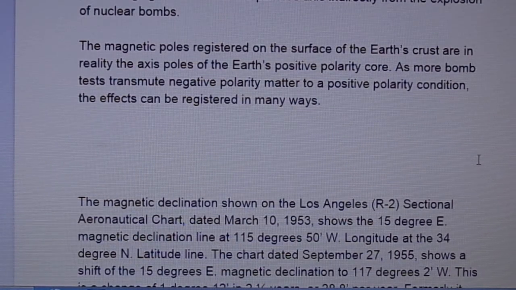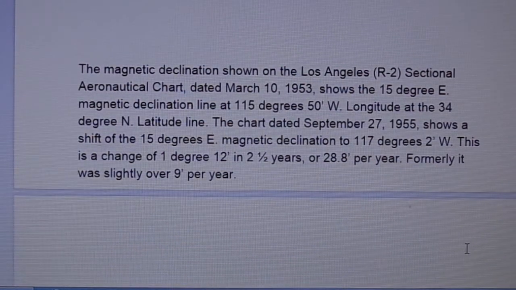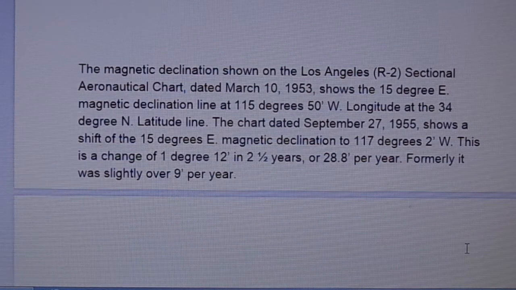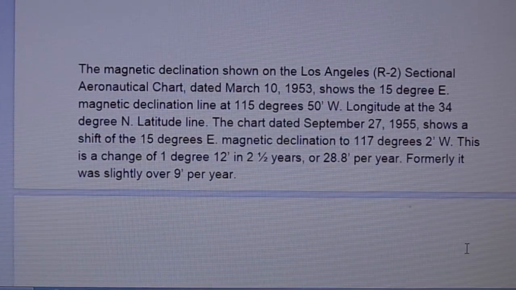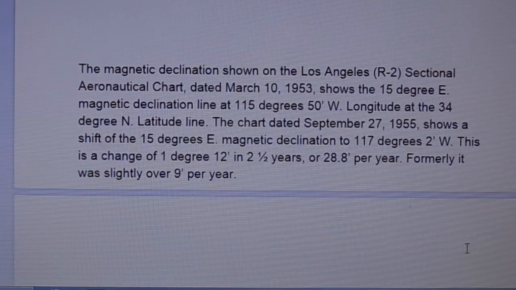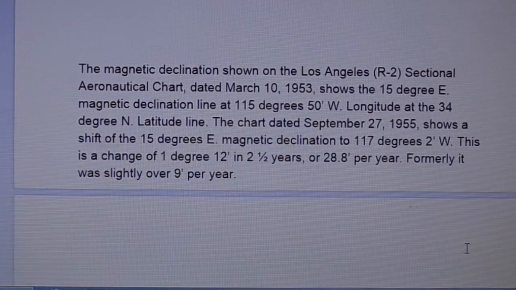As more bomb tests transmute negative polarity matter to a positive polarity condition, the effects can be registered in many ways. The magnetic declination shown on the Los Angeles R2 sectional aeronautic chart dated March the 10th, 1953 shows the 15-degree east magnetic declination line at 115 degrees and 50 minutes west longitude at the 34-degree north latitude line.